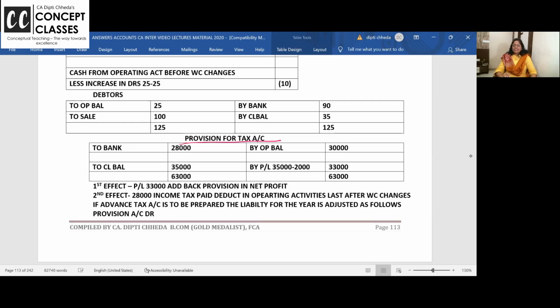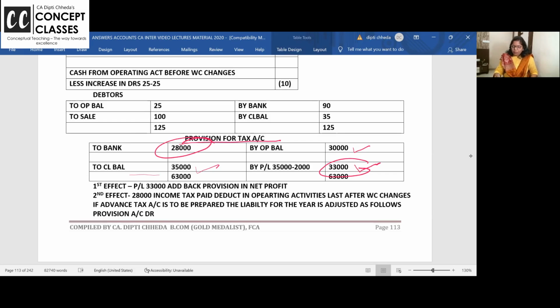Provision for taxation account. We should know the format. Opening balance of provision is on the credit side. Closing balance on the debit side. Now, whatever provision you have made in the P&L account, say here 33,000, the balancing figure will be either this or this.